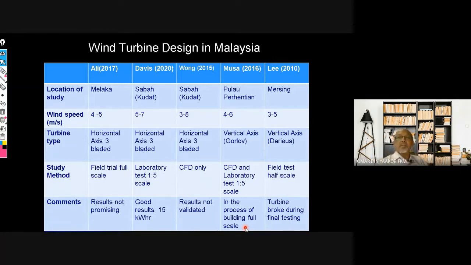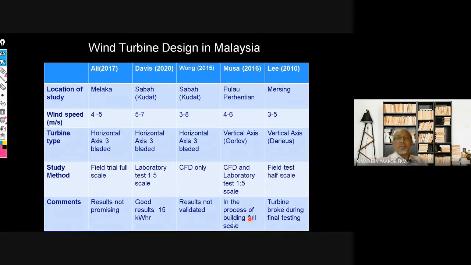All the previous research. Okay, so you may say that from all these studies, Busa one is the most promising. Their results are excellent at laboratory scale, and they are in the process of building full scale, but we are still waiting for the results or something like that.